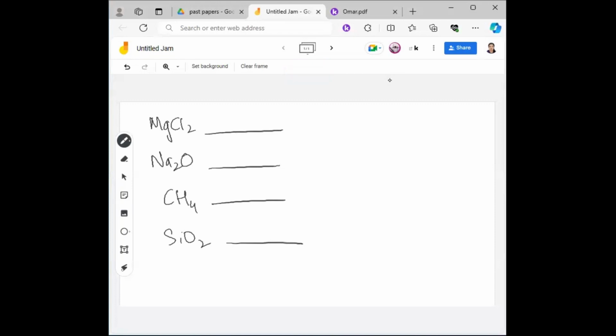Can you please label over here what type of bonding would be present in each one of them? Obviously, fill it. Here is your bond. Fill it.